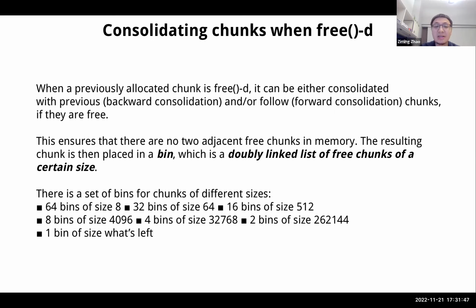the allocator maintains. For the 2.3, there are 64 bins for size 8 chunks, 32 bins for size 64 bytes of chunks. Then if the chunks are bigger, the bins are smaller. But in that bins, there are still many chunks, right?